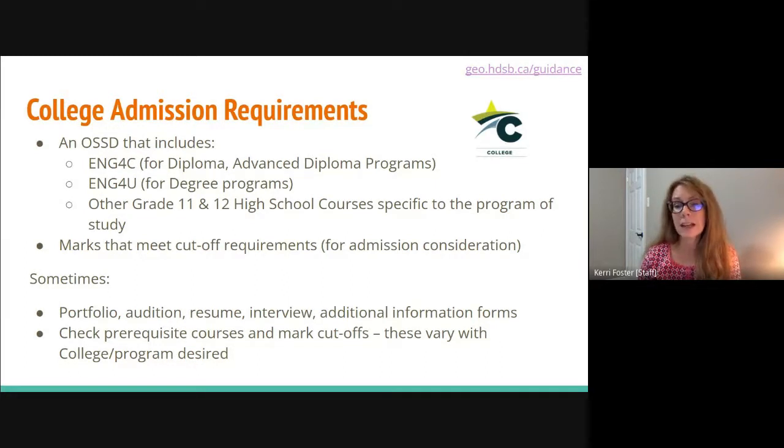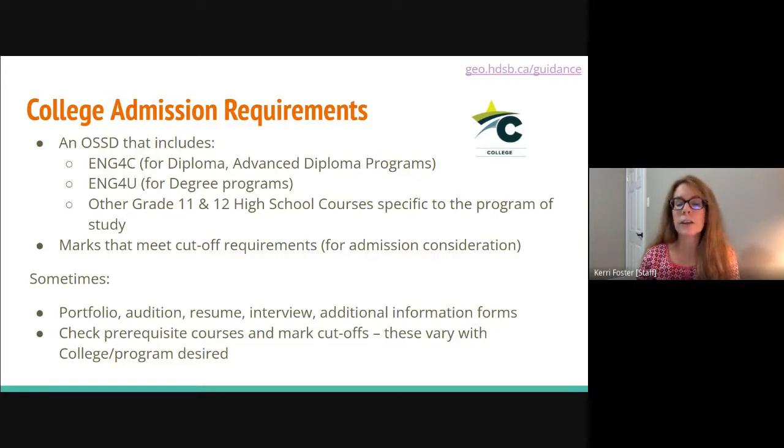You also need to check and make sure that you are competitive in terms of the admission averages. So they'll often list what the previous averages have been, so you have an idea of what that goal is essentially that you want to work towards if you want to be competitive to get into that program. For some particular programs, additional information is required, such as a portfolio, a resume, an audition, interviews, supplemental application forms. And once students have applied, they'll get more specific information about those additional pieces that do need to be submitted.